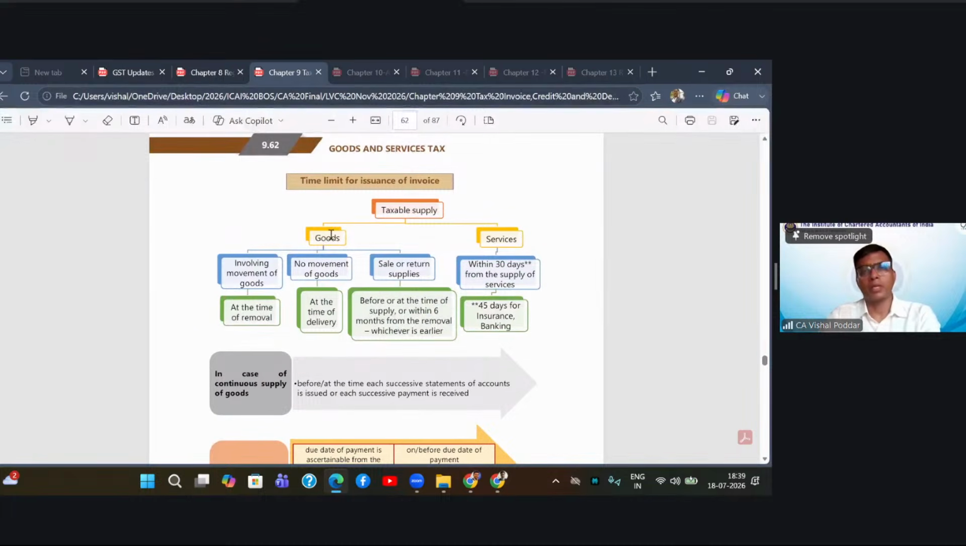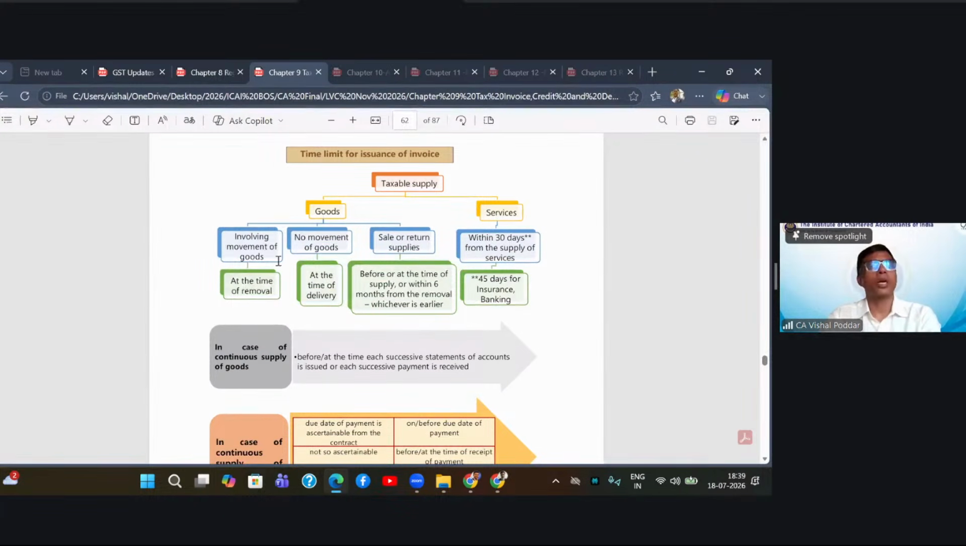What is the time limit? Now, in case of goods, there is no 30 days window. So in case of goods, the invoice has to be issued immediately once the goods are removed, wherever there is movement. Where there is no movement, the invoice has to be again issued immediately when the delivery of the goods is given.